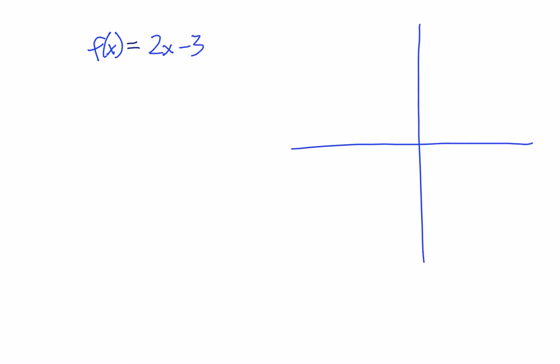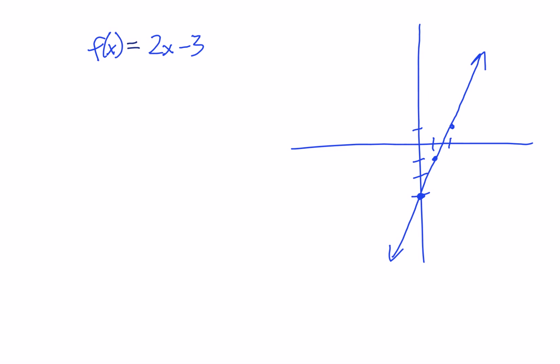Let's suppose we start with a linear function. If I have f of x equals 2x minus 3, I'll sketch that out. If we plug in a 0, we'd be at negative 3. Plug in a 1, we would be at negative 1. Plug in a 2, we're going to be at positive 1. So we'd have a straight line, something like that. That's a pretty easy function.